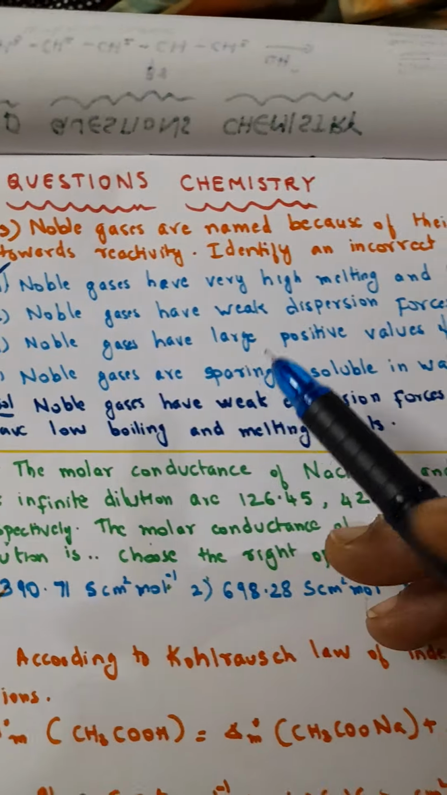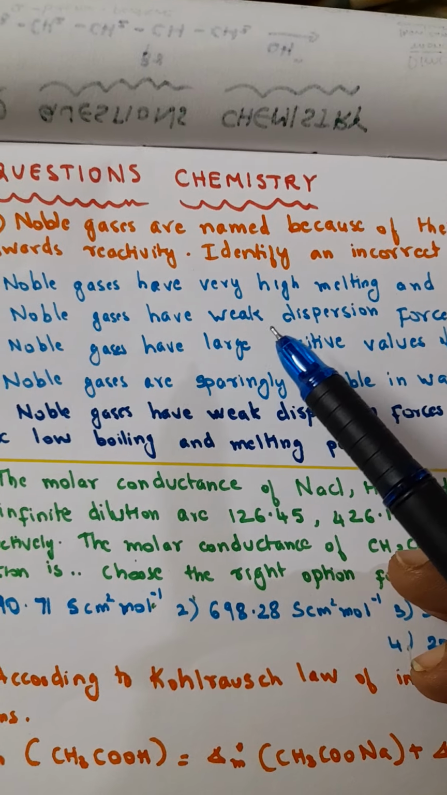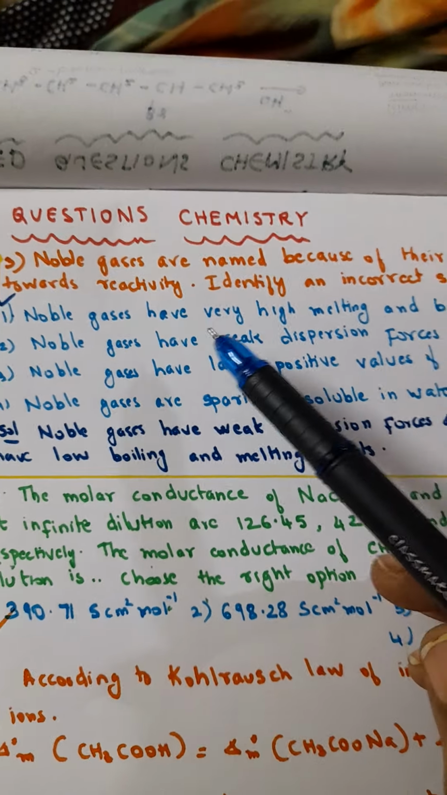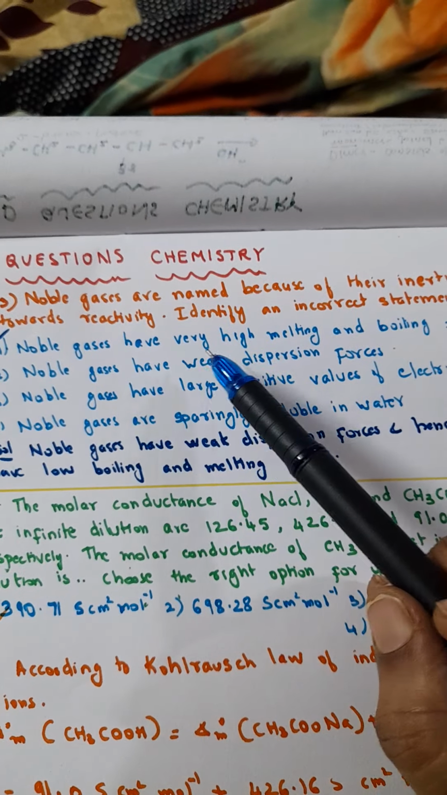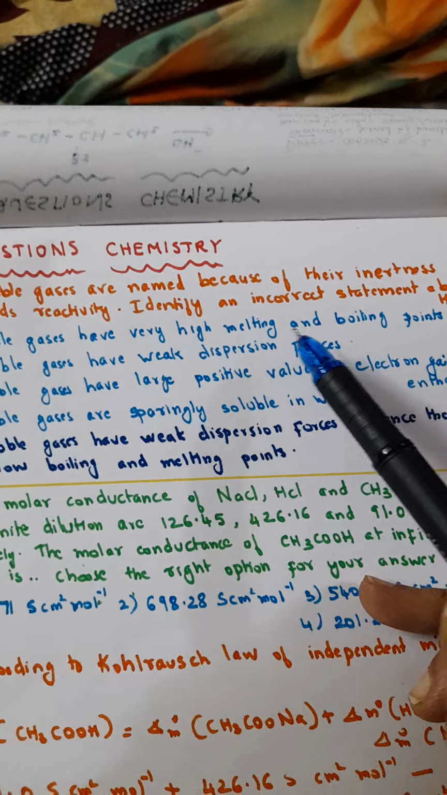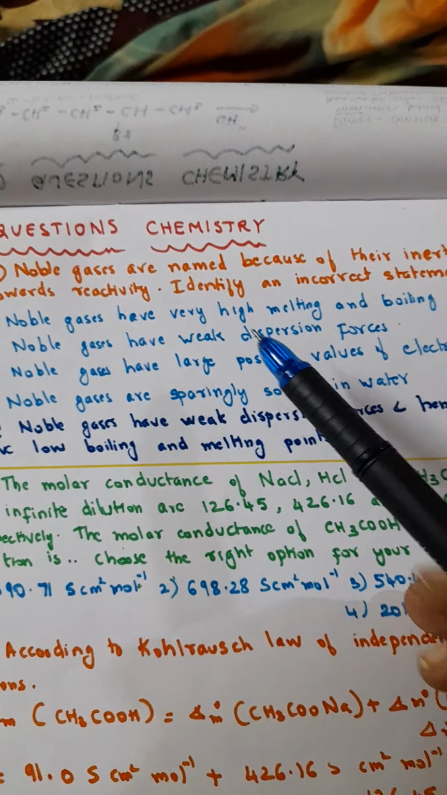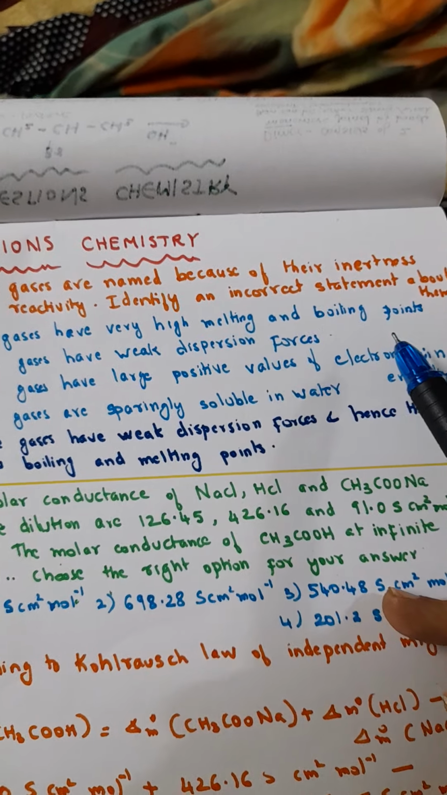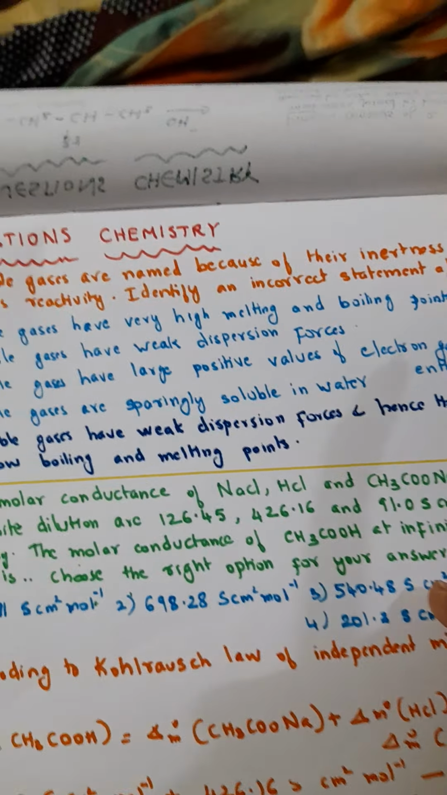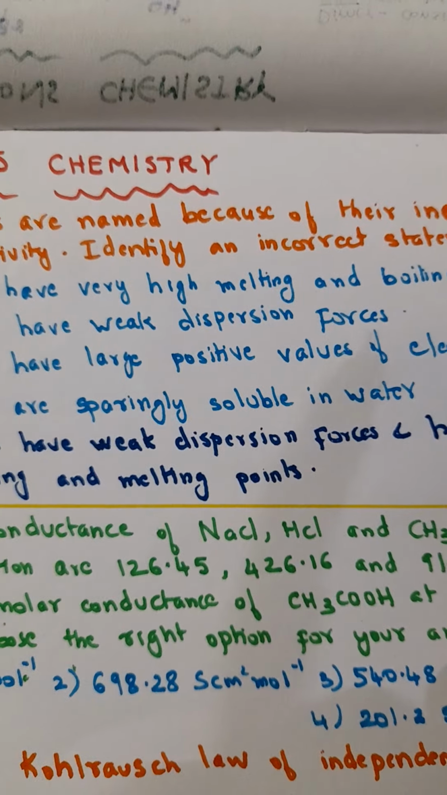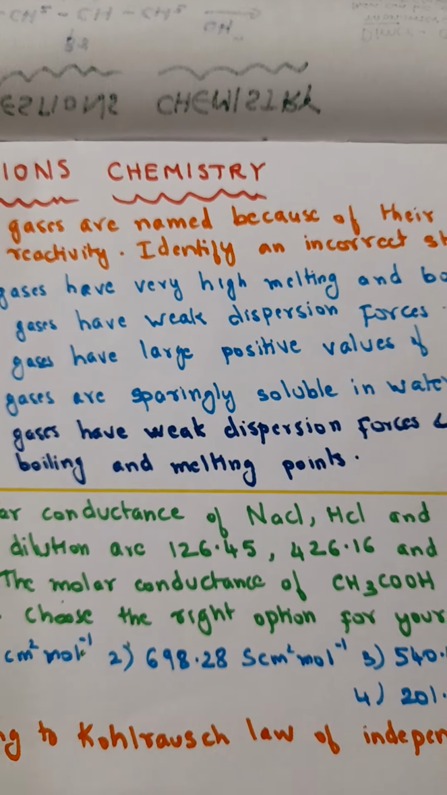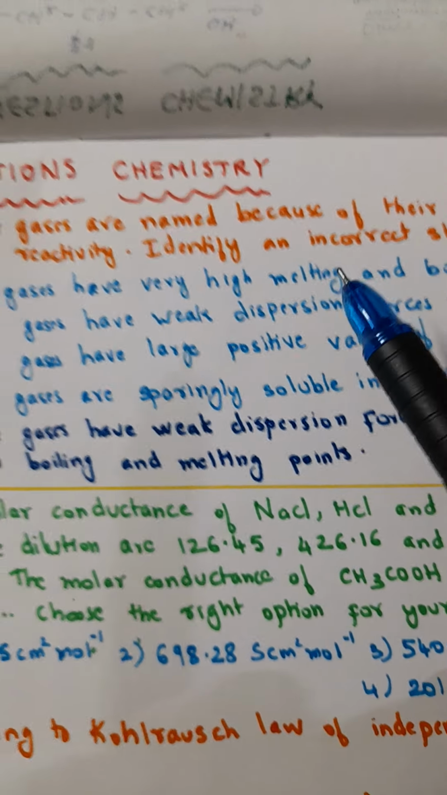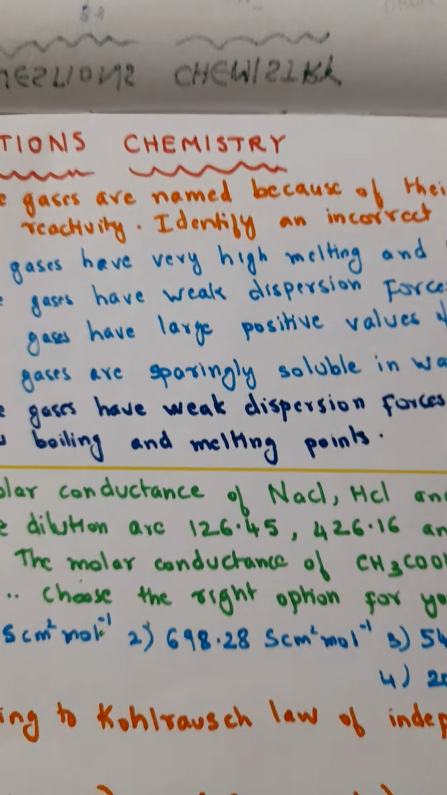See, this is an easy question. This is also the same concept based question. Only if you read the textbook, you will be able to answer such questions. The noble gases are named because of their inertness towards reactivity. You have to identify an incorrect statement about them. See, always they ask incorrect. Many children, without reading the question properly, will suddenly jump into the correct statement. You have to read the question properly. It is given as incorrect statement.